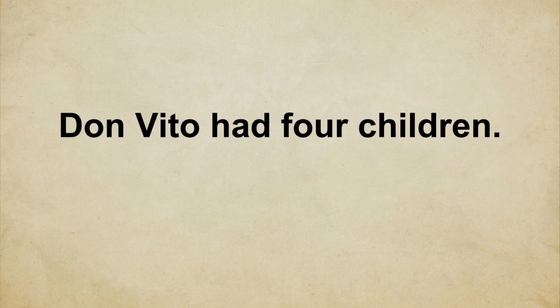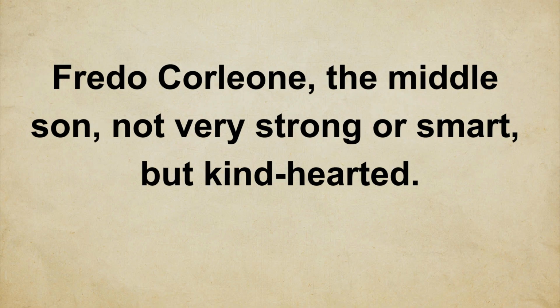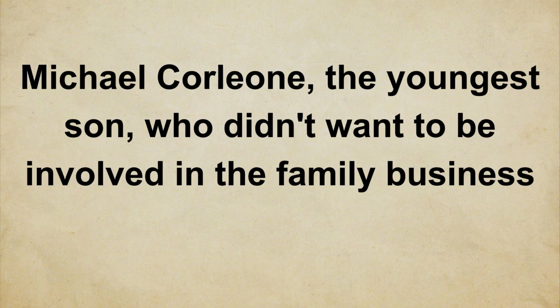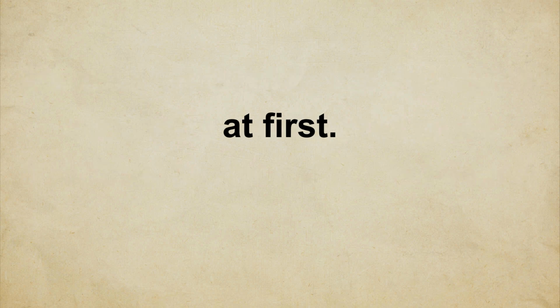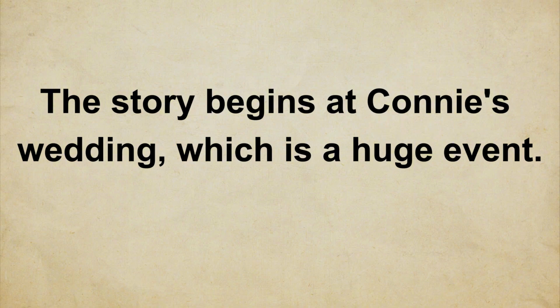Don Vito had 4 children: Santino, Sonny, Corleone, the oldest son, known for his hot temper; Fredo Corleone, the middle son, not very strong or smart, but kind-hearted; Michael Corleone, the youngest son, who didn't want to be involved in the family business; and Connie Corleone, their only daughter, who was about to get married at the beginning of the movie. The story begins at Connie's wedding, which is a huge event.